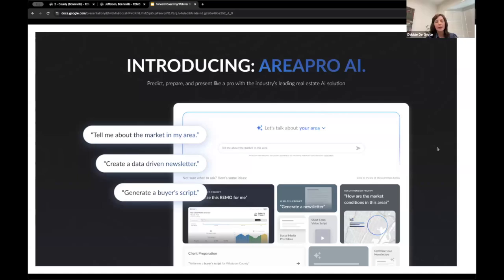In terms of AI, when I first thought about it, I thought that sounds really hard. But to the point Jerry made, I don't think AI is that difficult to understand how to use.